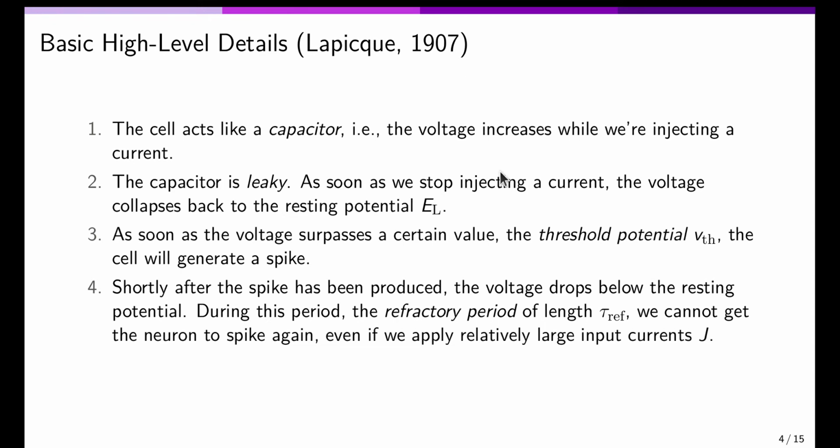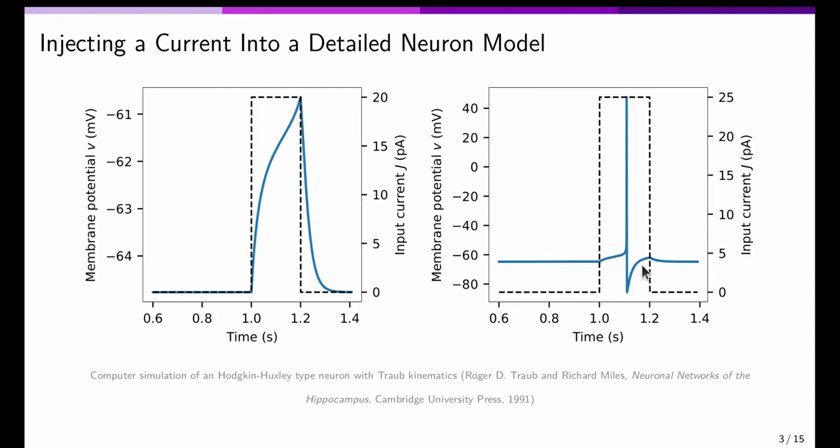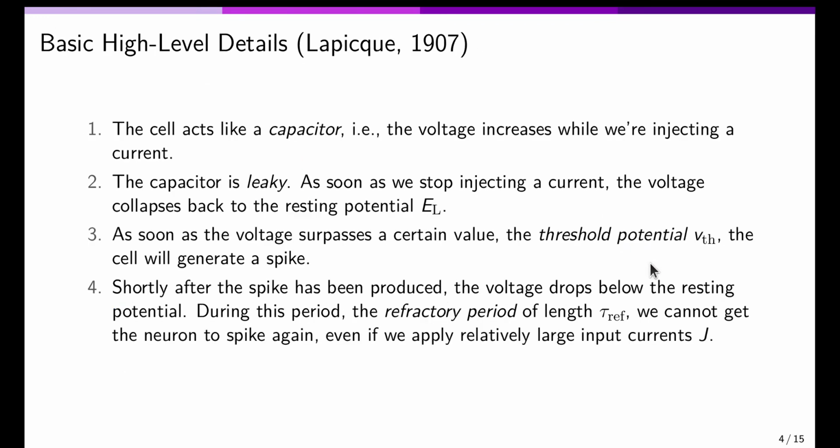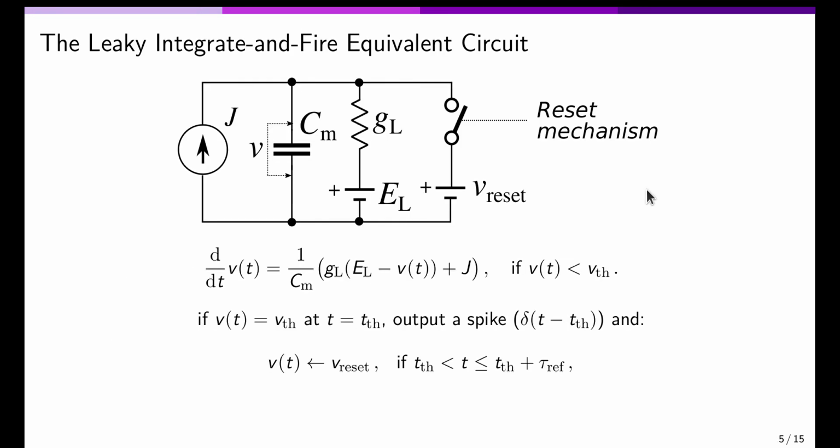Cool. Oh, and I definitely do want to highlight, we know a lot more. There are a lot more detailed models out there. The Hodgkin-Huxley neuron that we may talk about later really does model exactly what is going on here. But we're going to ignore that for now. We're going to take this high-level approximation. Cool. So what does that turn into?